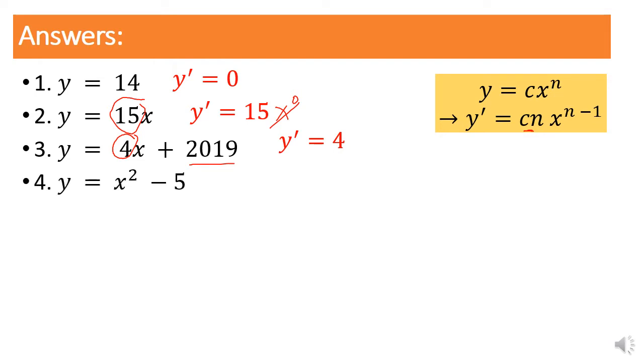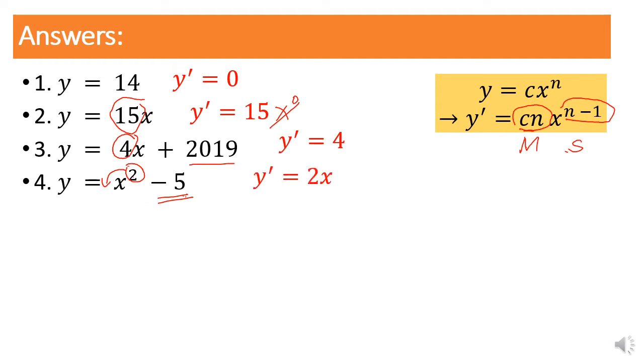For number 4, we have y equals x squared minus 5. Again, if we make use of this formula, we just have to multiply and subtract 1 from the exponent. So bring down this one, and then subtract 1 from the exponent. We need not worry about this 5 here because the derivative of this constant will be 0. So that means this is the only term we need to differentiate. So y prime will be 2x.